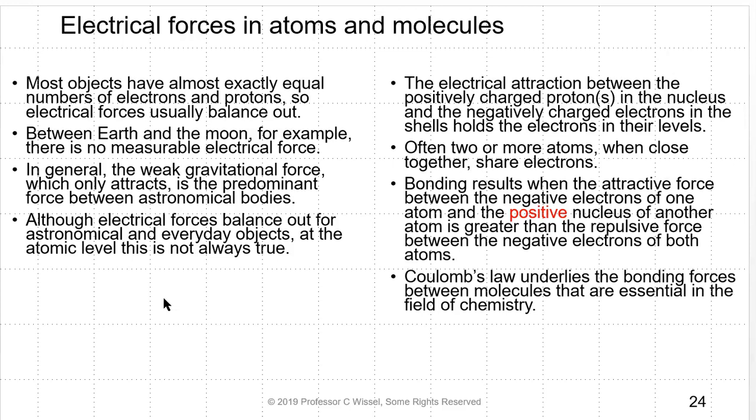Although electrical forces balance out for astronomical and everyday objects, at the atomic level, this is not always true. In fact, the electrical attraction between the positively charged protons in the nucleus and the negatively charged electrons in the shells hold the electrons in their energy levels. Often, two or more atoms, when close together, can share electrons. Bonding results when the attractive force between the negative electrons of one atom and the positive nucleus of the other atom is greater than the repulsive force between the negative electrons of both atoms.